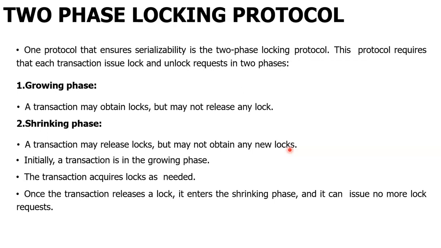Two-phase. The word itself tells us there are two phases. What is two-phase? You will be doing the locking in two different phases. One phase is called the growing phase and the other is called the shrinking phase. The growing phase obtains locks, but it will not do any unlocking. Only the locking process will be done. In the shrinking phase, only the unlock process will be done, and it will release only the locks.